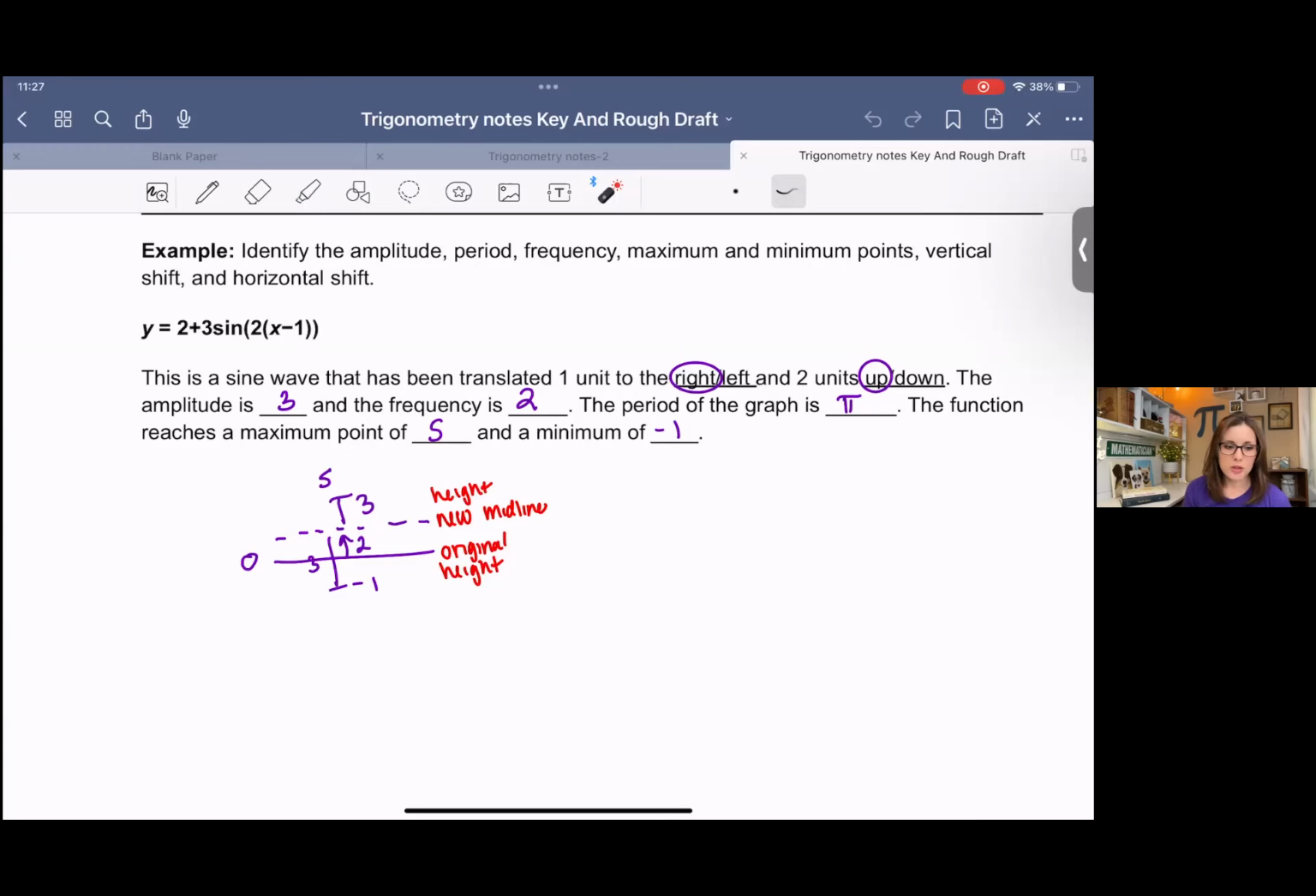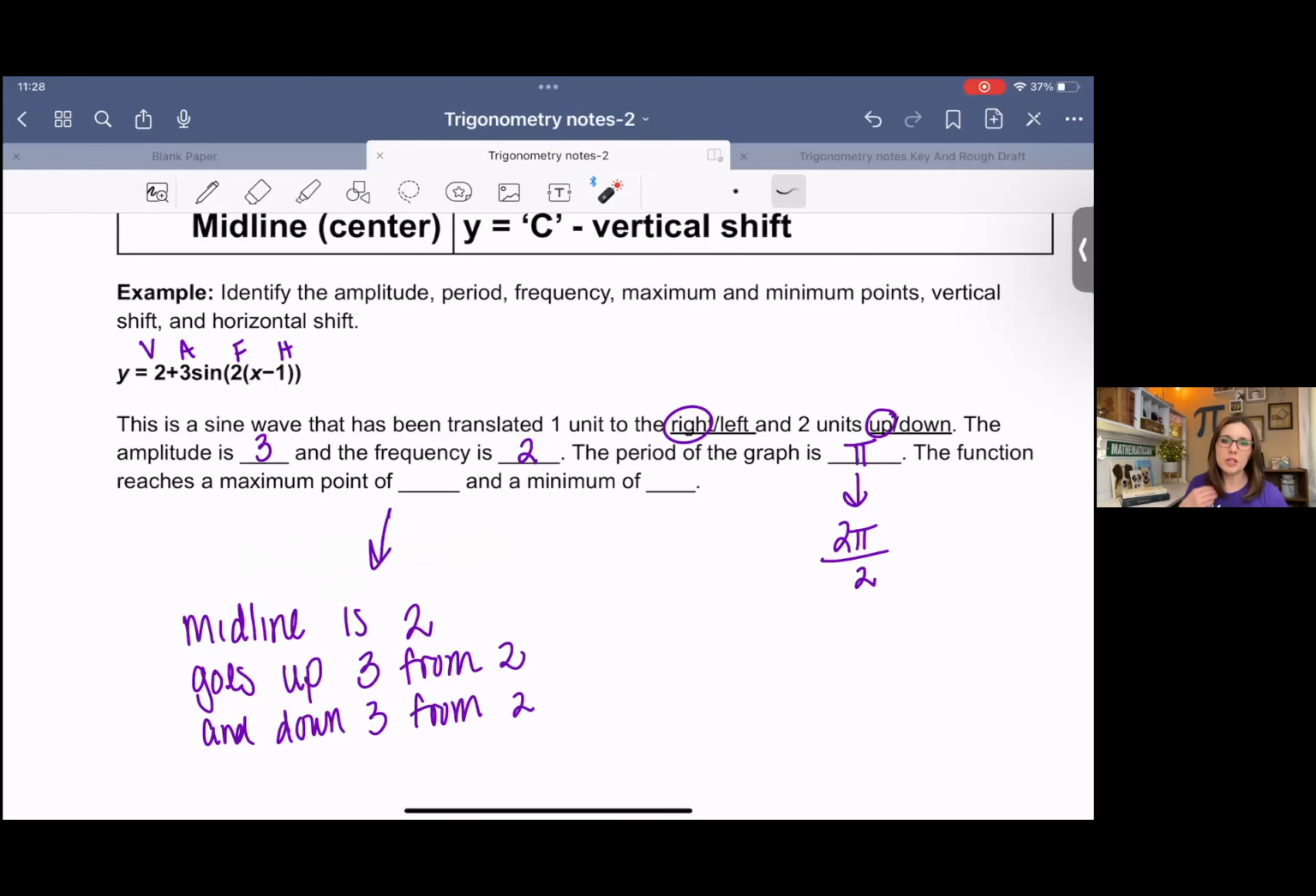The amplitude is going to be that number in front of sine, which is 3. The frequency is 2, the number in front of x. The period of the graph is 2 pi over 2, which is just pi. Where that came from was the period is 2 pi over the frequency, which was 2. And so that reduces to pi.